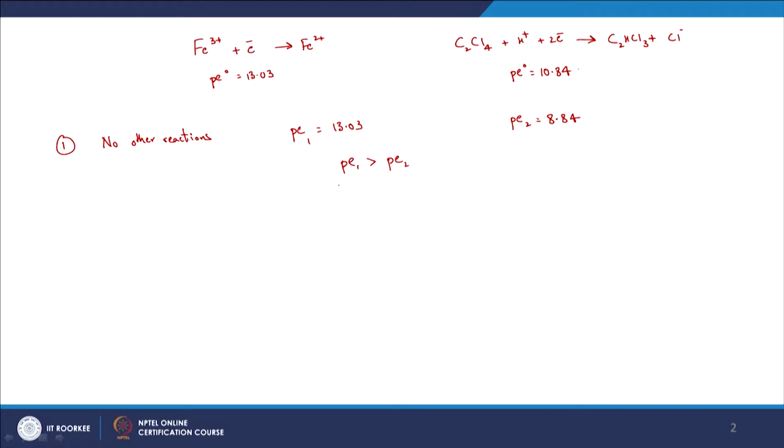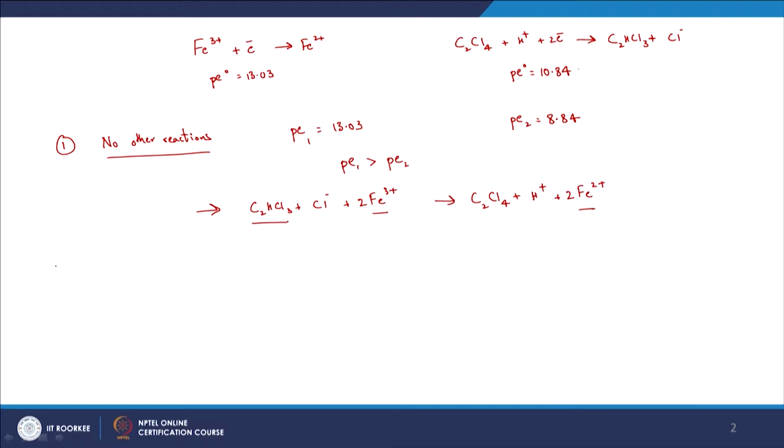What would the overall reaction have been? It would have been swapping this: C2HCl3 plus Cl-, because of the 2 electrons I will need to multiply that, so I will do that later, going to C2Cl4 plus H+, and here if I multiply this by 2, plus 2 Fe3+ going to 2 Fe2+. So if there were no other reactions present, this would have been the overall reaction, where C2HCl3 would have reduced Fe3+ to Fe2+, and this is what you would have observed.